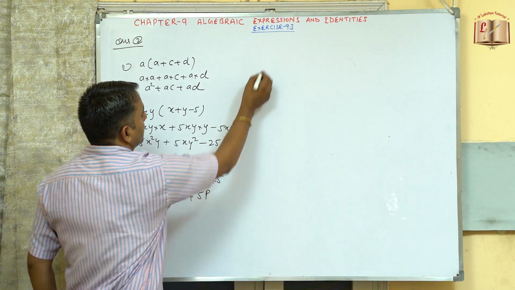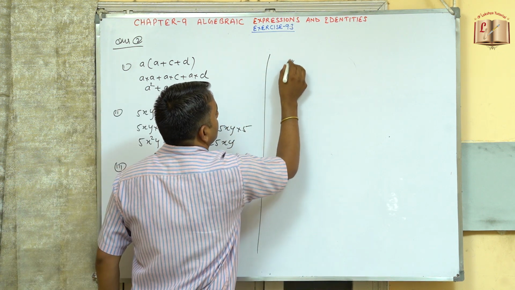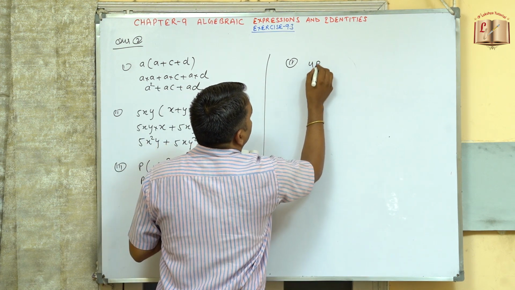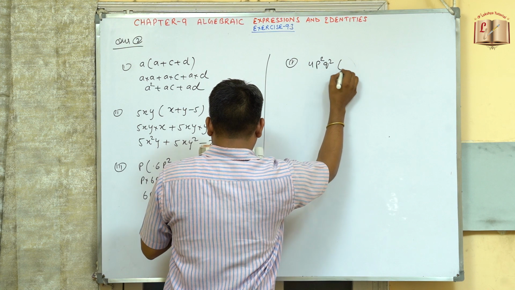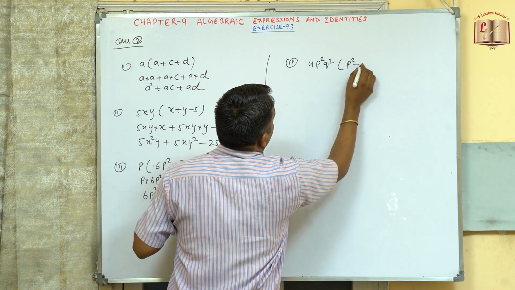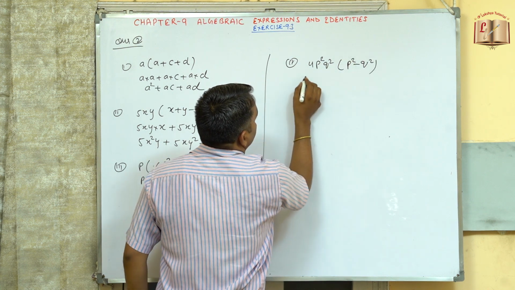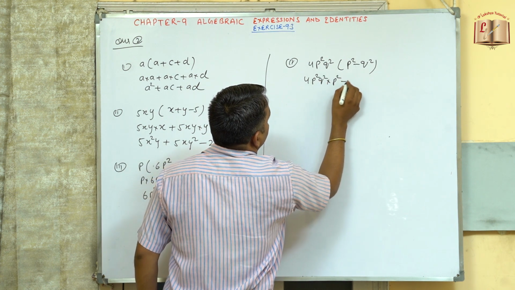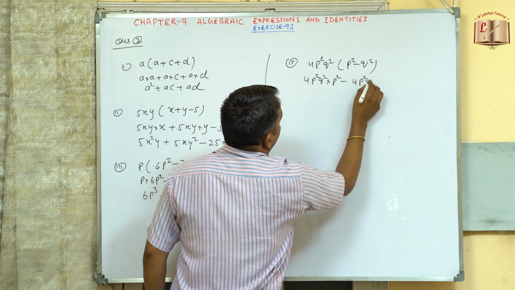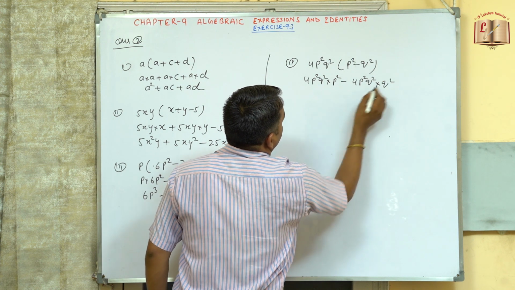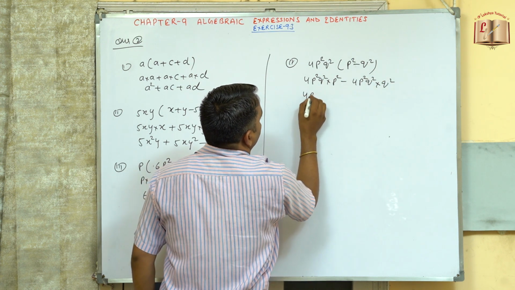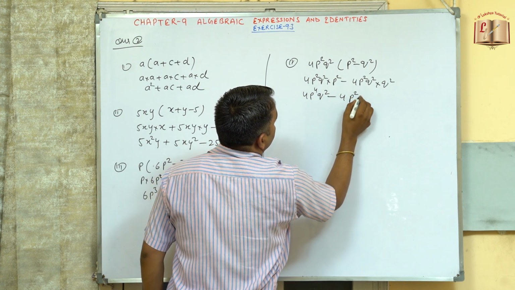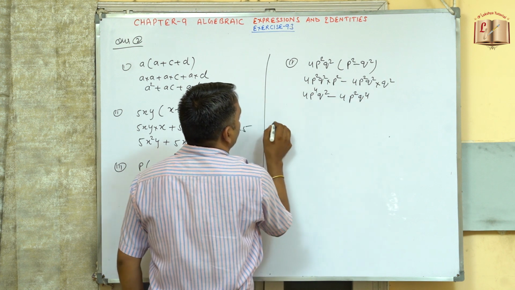Similarly, coming to the fourth part of this. In the fourth part, this is now 4p square q square times (p square minus q square). So this will be now 4p square q square into p square minus 4p square q square into q square. So this will be now 4p to power 4 q square minus 4p square q to power 4.